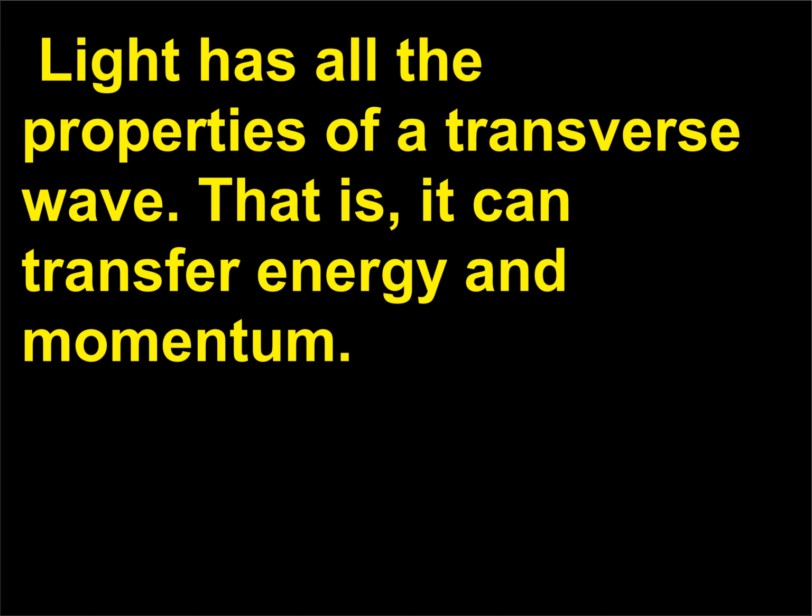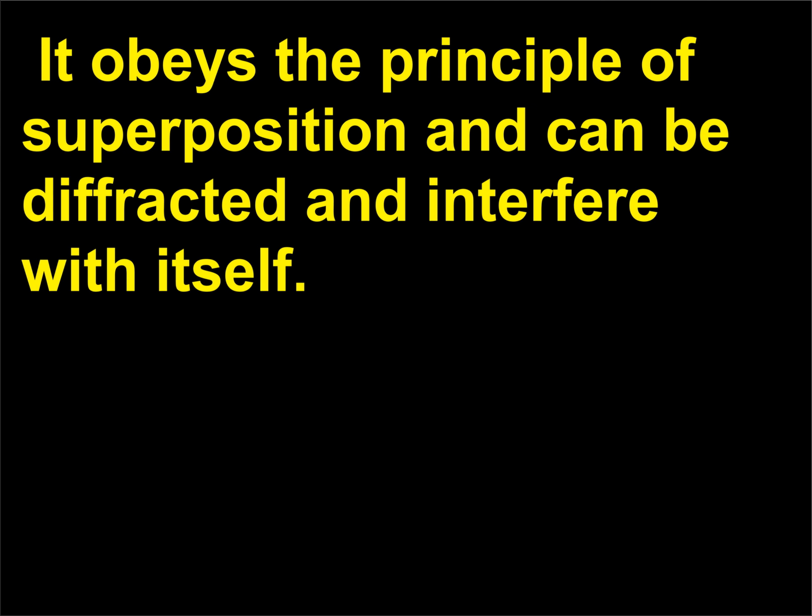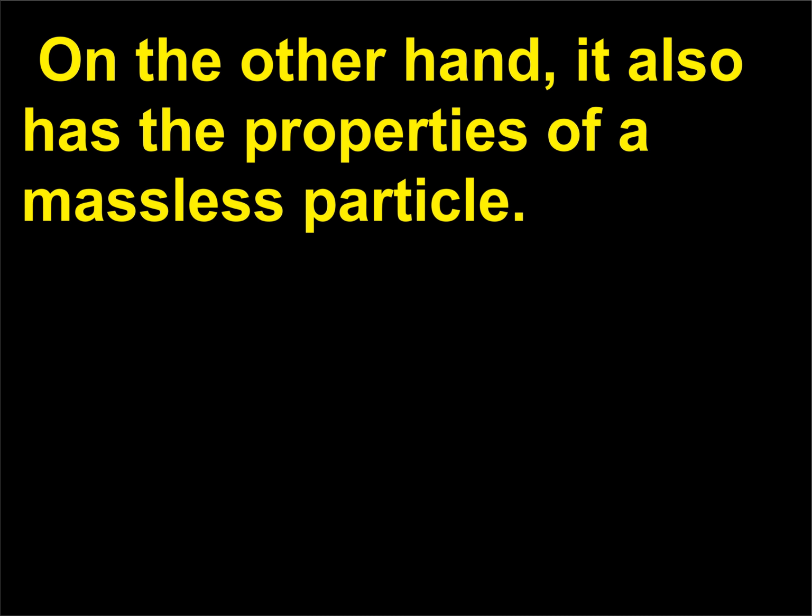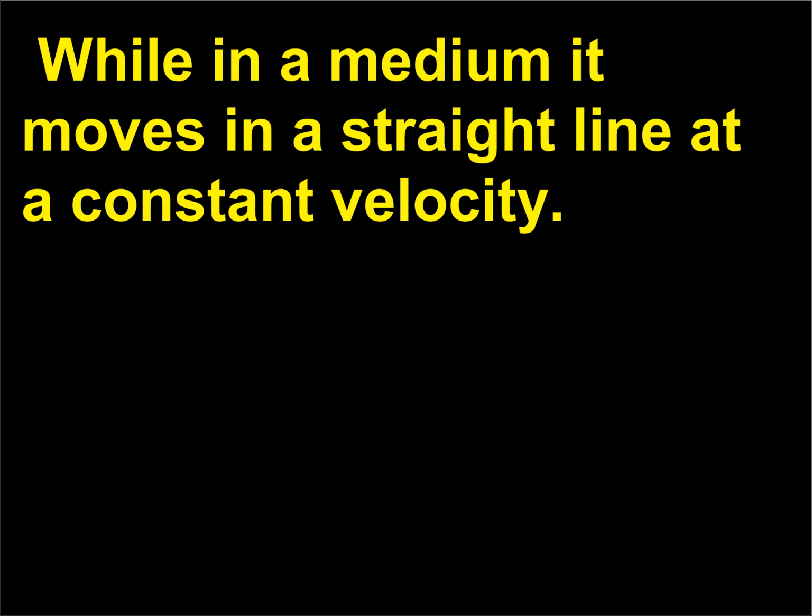Light has all the properties of a transverse wave. That is, it can transfer energy and momentum. It obeys the principle of superposition and can be diffracted and interfere with itself. On the other hand, it also has the properties of a massless particle. While in a medium it moves in a straight line at a constant velocity. It can transfer energy and momentum.